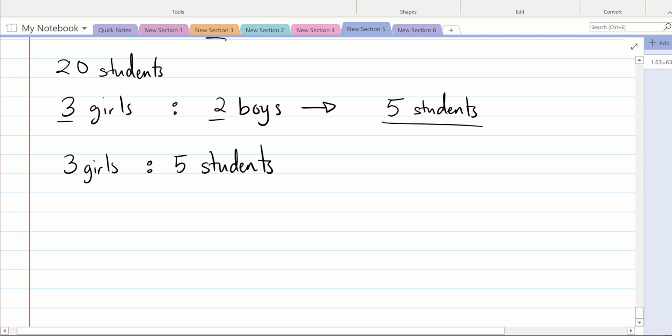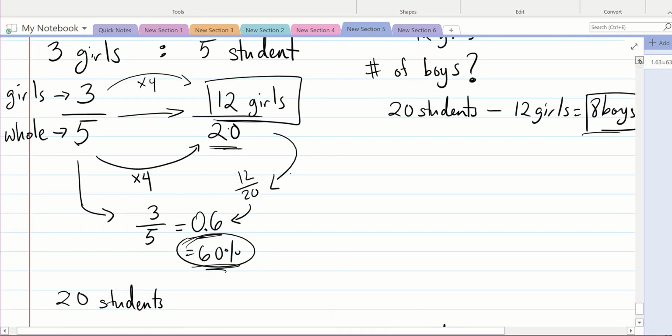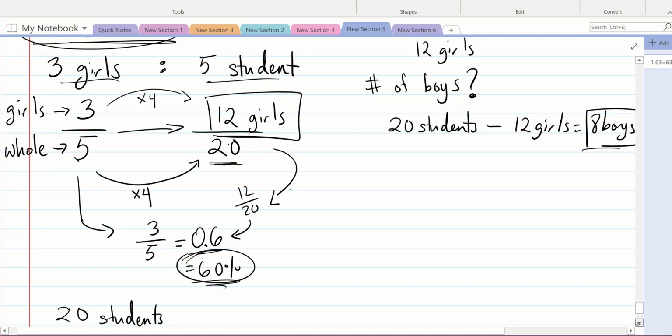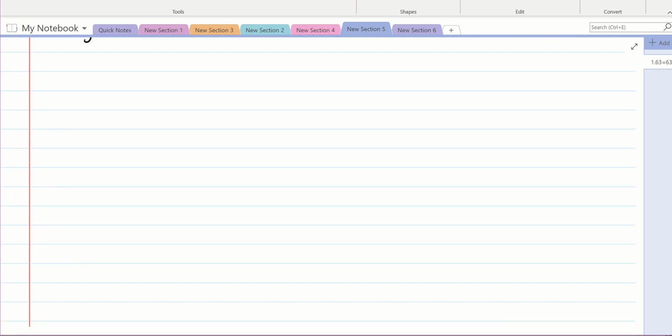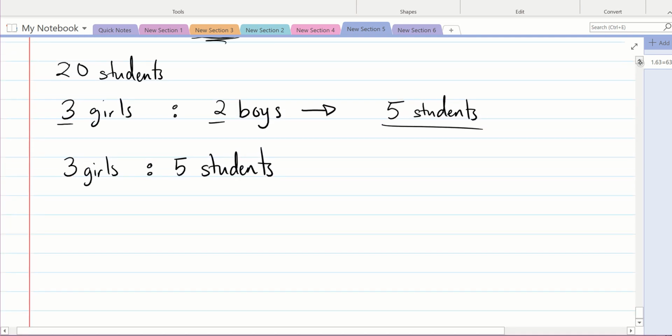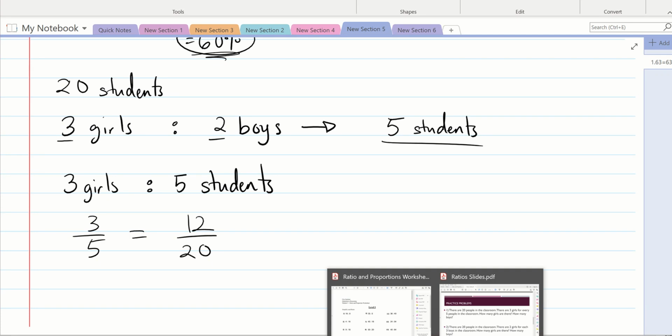So this is exactly like that first question, right? 3 girls to 5 students, just written a little bit differently, but you come to the same conclusion. 3 to 5, so we know this becomes 12 to 20, right?